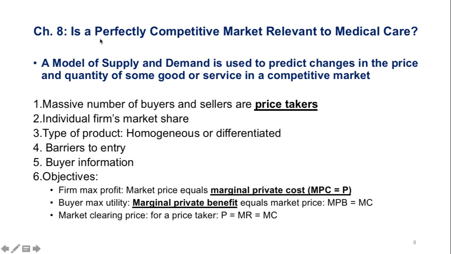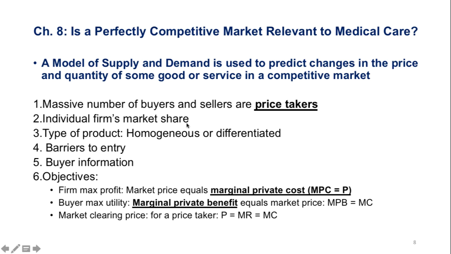In lecture 8 you learned about whether a perfectly competitive market is relevant to medical care. So we have to look at these characteristics we talked about. First, the number of buyers and sellers. Do we have so many buyers and sellers in the market? It definitely depends on who you are talking about. When talking about sellers or providers, we have so many internal medicine physicians, but a small number of hospitals. So the hospitals could be price makers, but most internal medicine doctors are price takers.